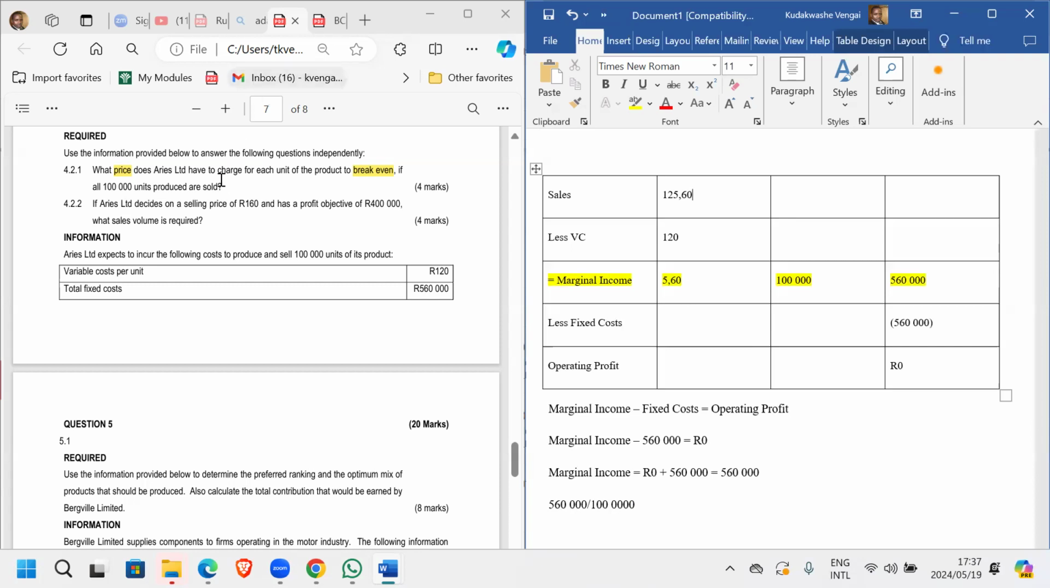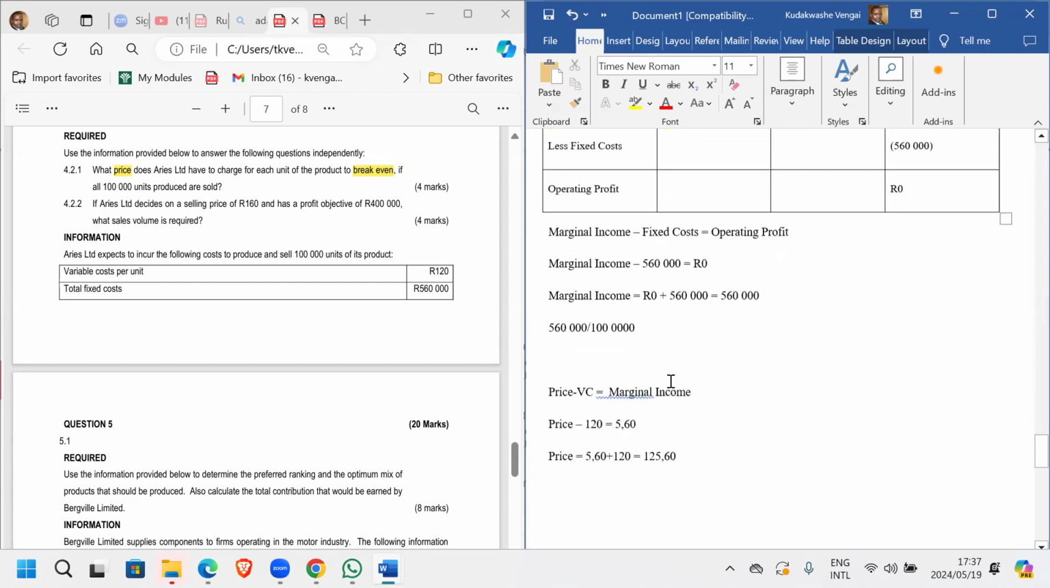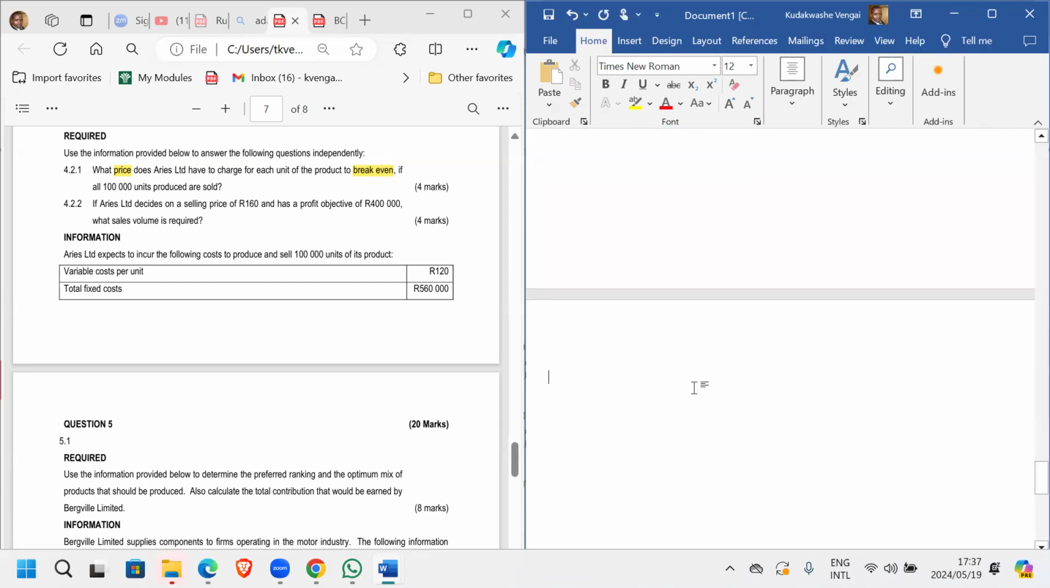No. That's fine. So question 4.2.2: if Aries decides on a selling price of 160 and there's a profit objective of 400,000, what sales volume is required? So we already know this one, right? Sales volume means units. It's not value, it's volume.